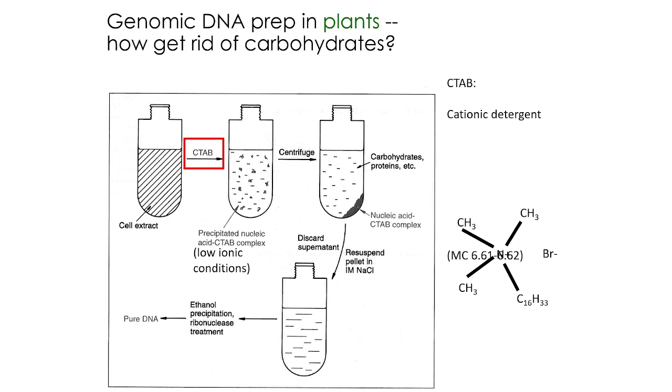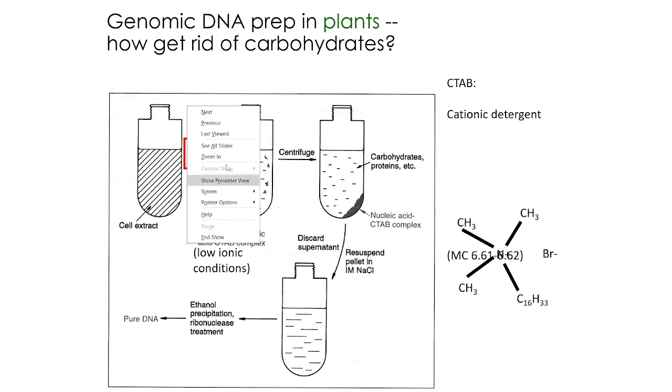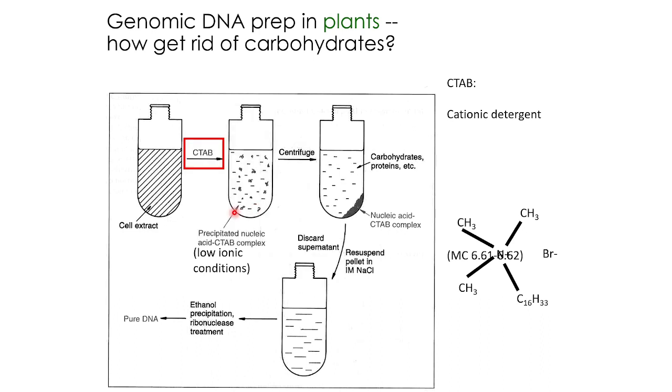So what is this CTAB? It is a positively charged detergent that binds with the negatively charged nucleic acids, and that goes into the pellet region. So you discard the supernatant and resuspend the pellet in 1 molar of NaCl to increase the ionic strength. So here low ionic conditions were used. Now to adjust the ionic conditions, you have to resuspend in 1 molar of NaCl, followed by ethanol precipitation and ribonuclease treatment to get the pure DNA.